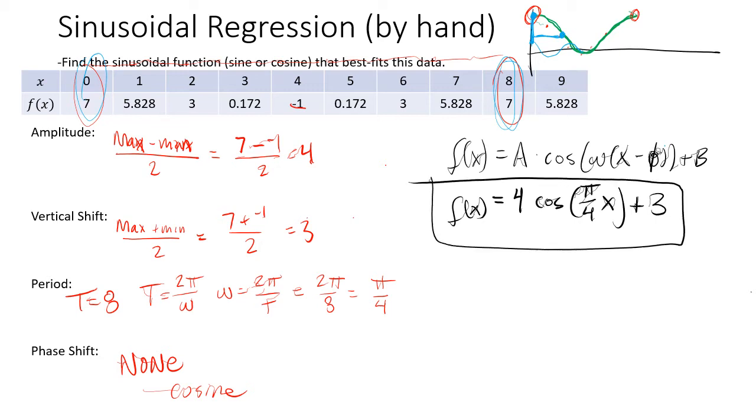And so not super challenging. We just need to identify the minimum, the maximum, and the period. And then from there we can choose if we want to use sine or cosine to get what the phase shift would be.